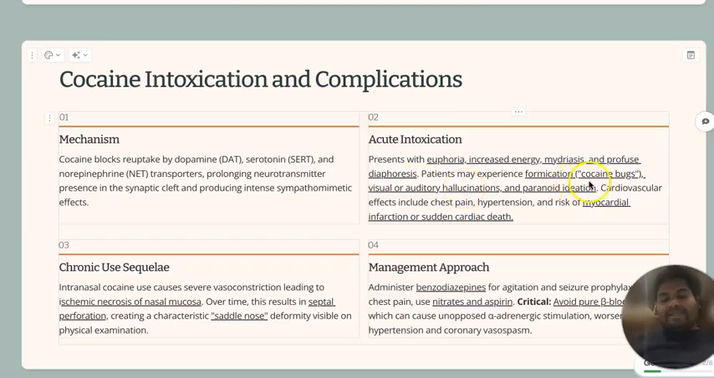Formication is also seen here. That's what we call cocaine bugs, and he or she has visual or auditory hallucinations, also paranoid ideation, and again myocardial infarction or sudden cardiac death risks.